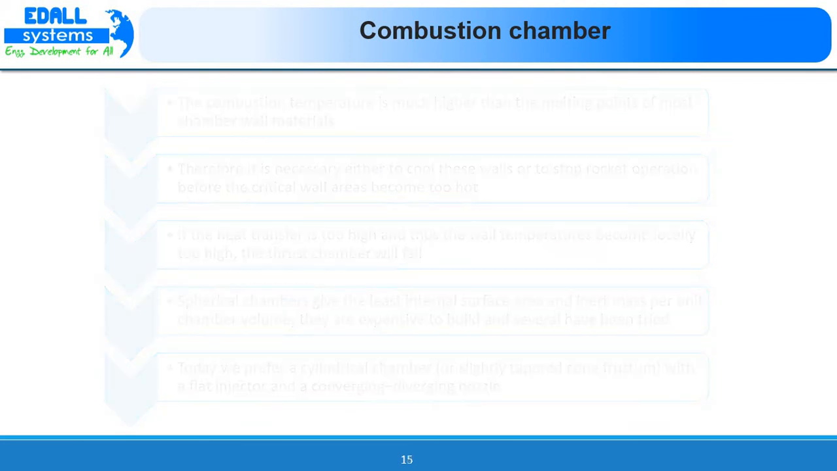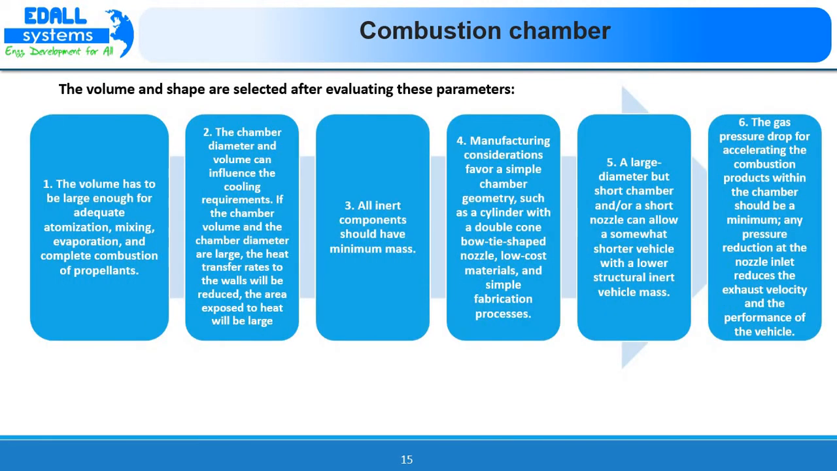So what kind of combustion chamber volume and shape should we go for? There are several evaluating parameters based on which we have to select the volume and shape for the combustion chamber. The first one is that the volume has to be large enough for adequate atomization, mixing, evaporation and complete combustion of propellants. So the volume should be good enough that all these processes happen inside it. The chamber diameter and volume can influence the cooling requirements. If the chamber volume and chamber diameter are large, the heat transfer rates to the walls will be reduced, though the area exposed to heat will be large. Then all inert components should have minimum mass. So there should be low mass, but the volume should be good enough that all the processes happen inside it gently.